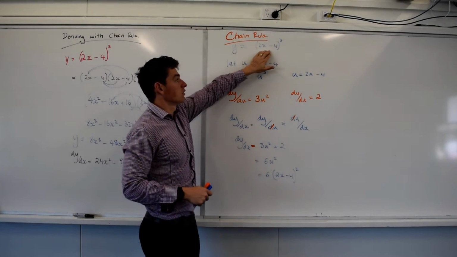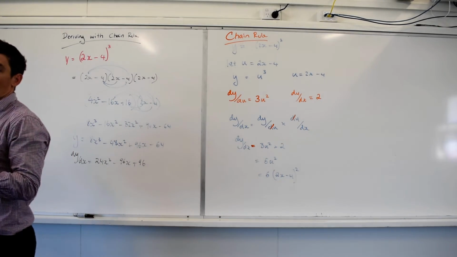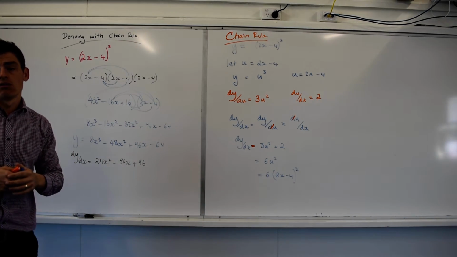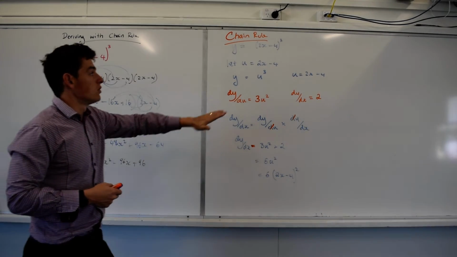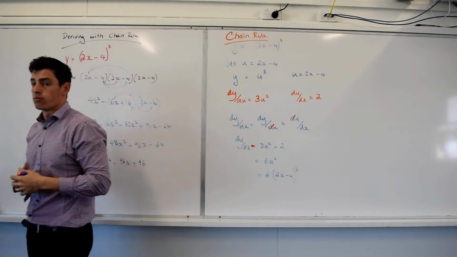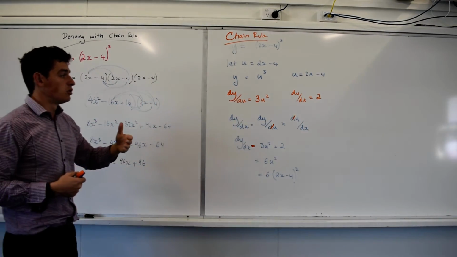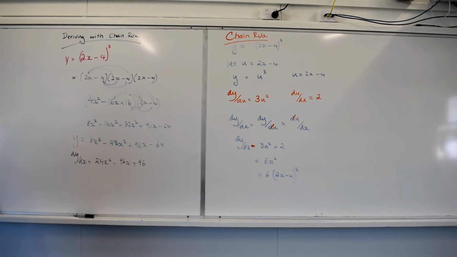I had a function inside a function. So I had something that was too complicated to derive inside a power of some variety. Cool? So something that I couldn't do. I can do this by itself, and I can do something to the power of 3 by itself, but I couldn't do them both together. So I apply that substitution, apply my chain rule, and off we go.